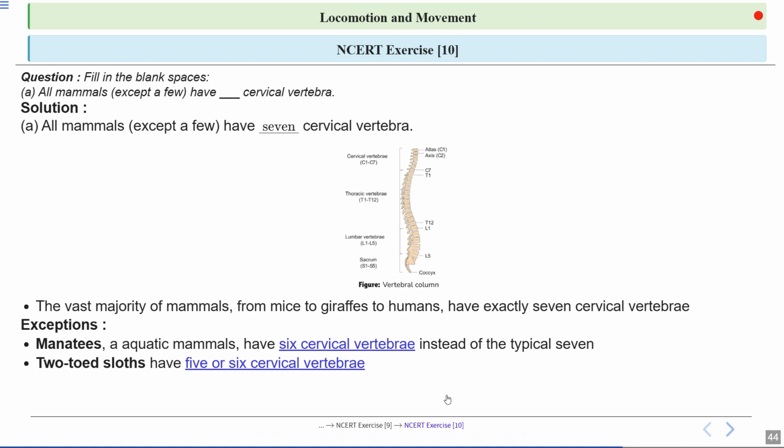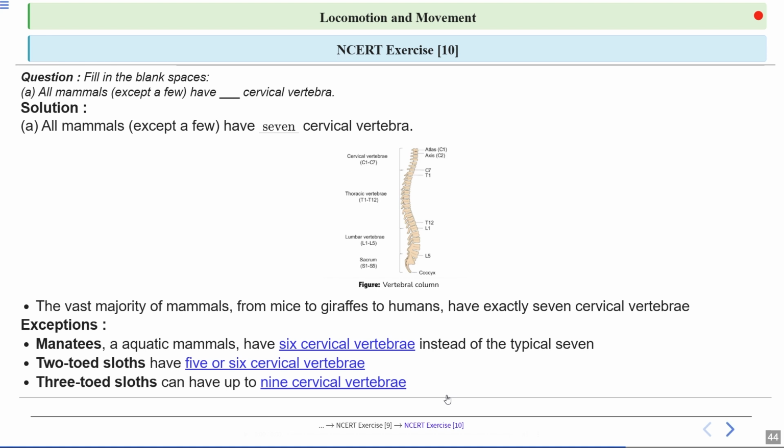Depending on the species, two-toed sloths can have 5 or 6 cervical vertebrae. This is quite unusual among mammals and is part of what makes sloths unique in the animal kingdom. Finally, three-toed sloths can have up to 9 cervical vertebrae, which is the most among mammals. So while 7 is the standard, these exceptions remind us that nature is full of surprises and adaptations. Let's remember these unique cases as examples of how evolution can sometimes bend the rules.